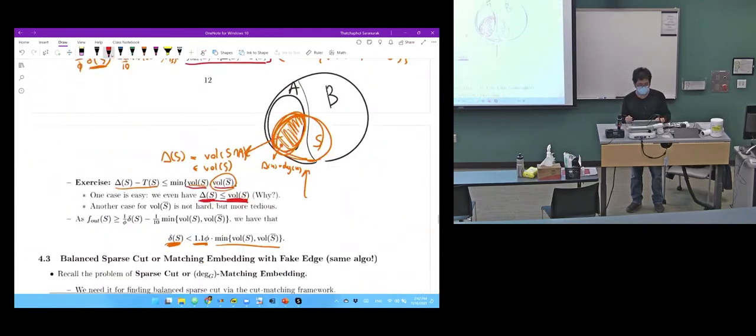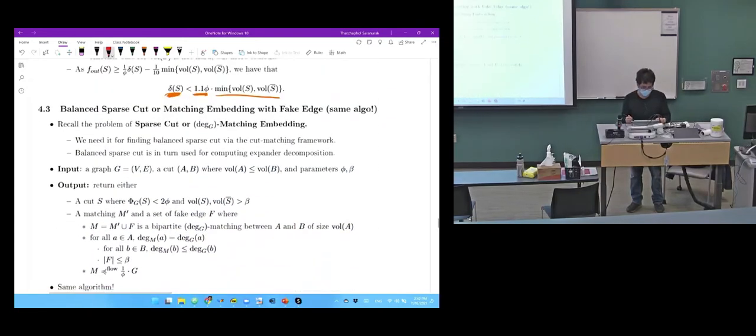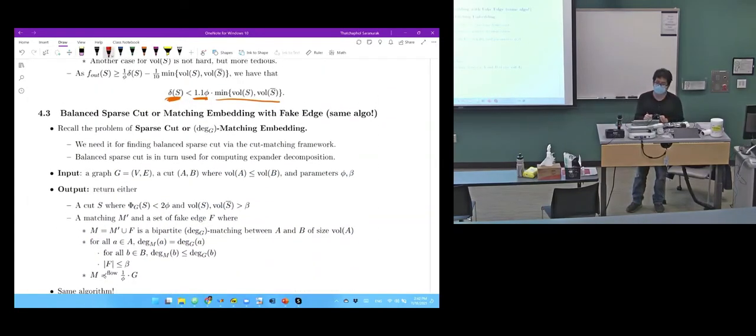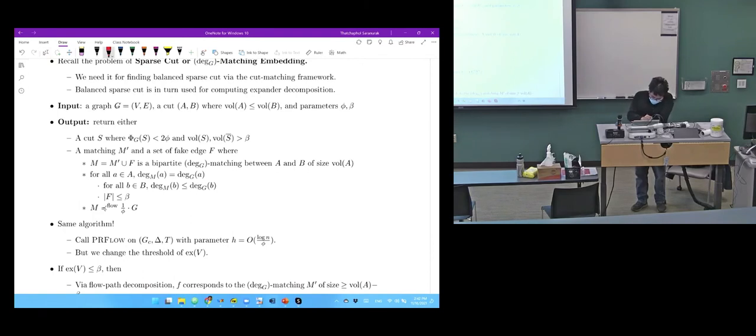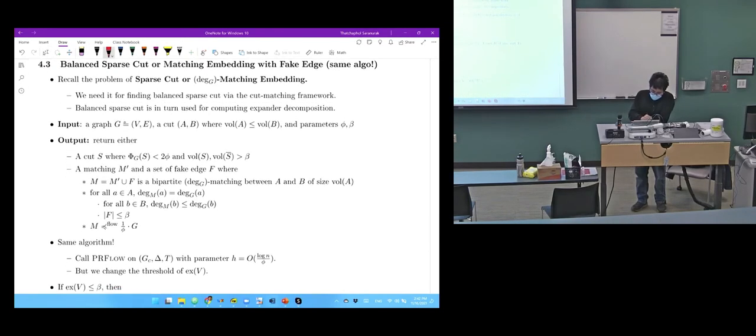What if you want to find a balanced sparse cut, right? We look at a similar variant of this problem where it either finds a balanced sparse cut or embeds a matching with some fake edges. So the problem is, do you recall this problem? We have a graph and A and B, and we want to find a sparse cut here, but your sparse cut must be balanced.